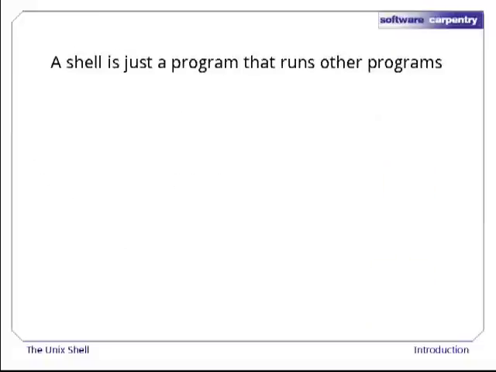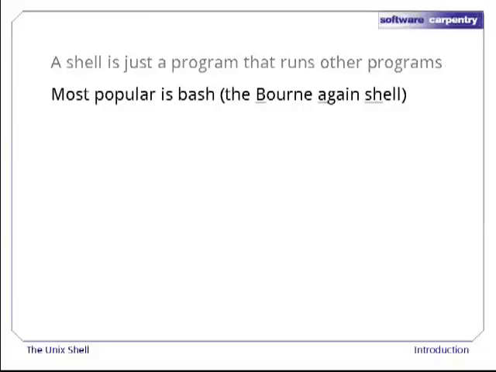The only thing that's different about it is that its job is to run other programs rather than to do calculations itself. The most popular Unix shell is Bash, the Bourne Again shell. It's called that because it's derived from a shell written by Stephen Bourne. This is what passes for wit among programmers. Bash is the default shell on most modern implementations of Unix, and also comes with Cygwin, the Unix on Windows toolkit that we're using in this course.